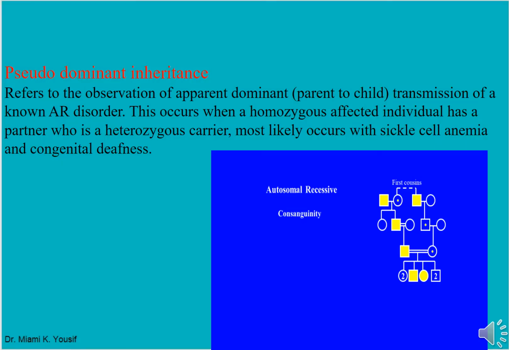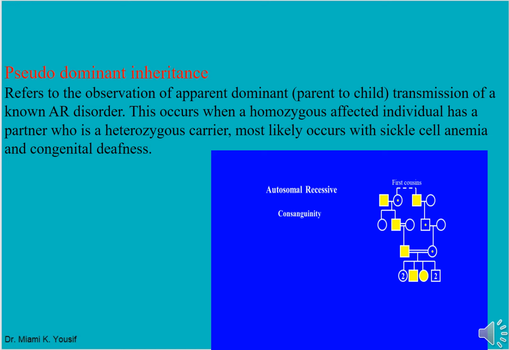This slide represents what we call pseudo-dominant inheritance, and this refers to the observation of apparent, not real, dominant parent-to-child transmission of an autosomal recessive disorder. This occurs when a homozygous affected individual has a partner who is a heterozygous carrier, and this most likely occurs with sickle cell anemia and congenital deafness.